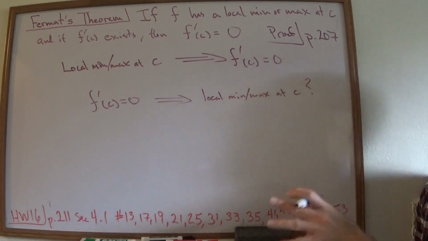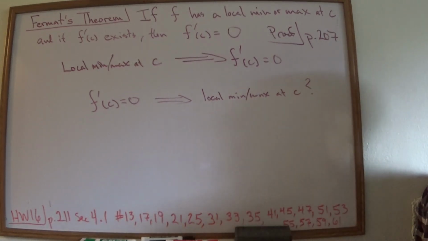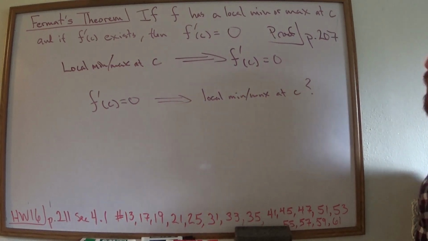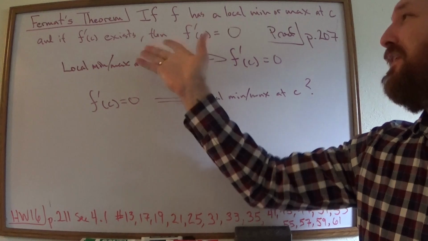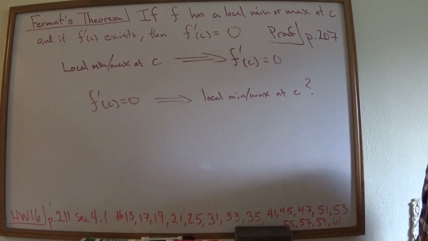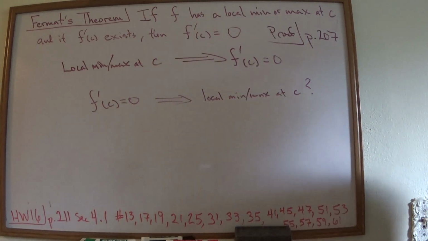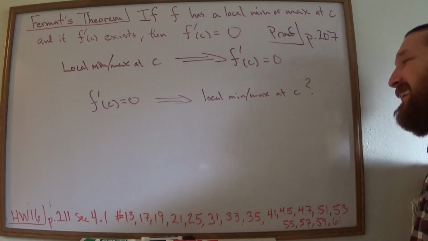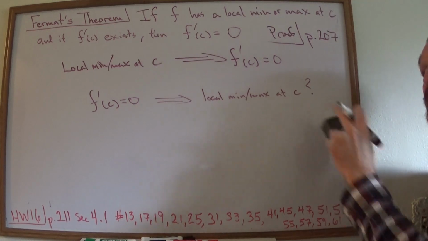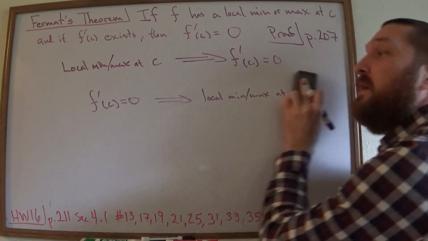A telltale sign is that I'm asking you, is the reverse true? If the reverse were true, I would have written f has a local min or max at C if and only if this is true. That's how I would put it up on the board. So when I'm asking you this question, the answer is probably not, because you're asking me. So no, the reverse turns out not to be true. Here's an example.